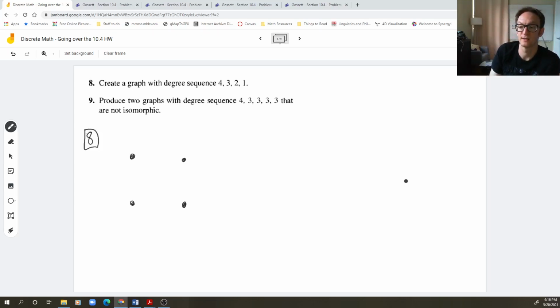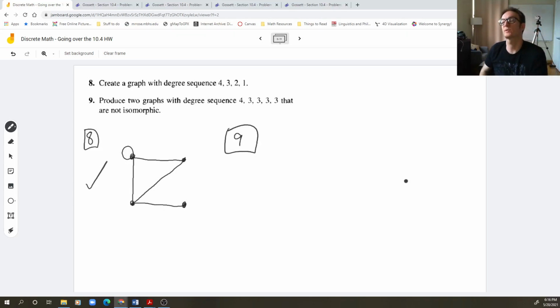But no one said this graph had to be simple. And so maybe I want to do that. Boom. Boom. And then what do I need to do? So I got degree 4 here. 3, 2, 1. So I think if I just do like this, am I just like done? Yep, I'm just done. Okay, 9.